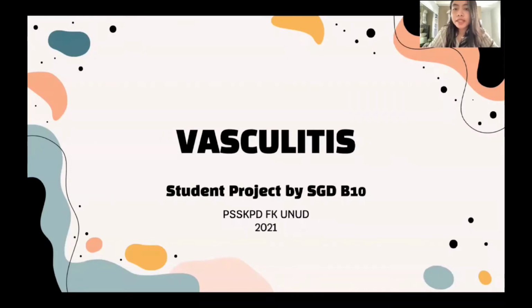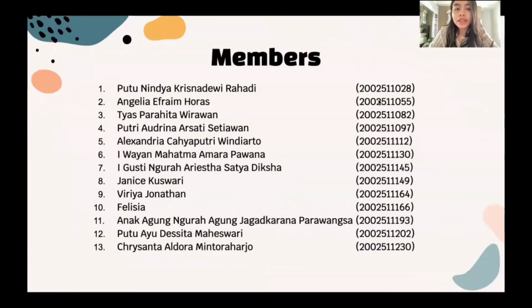We are from small group discussion B10, and now we want to present our student project assessment, titled Vasculitis. There are 13 members in the student member ID list, and let me introduce myself. My name is Putai Temeswari, with 3-digit number 202.